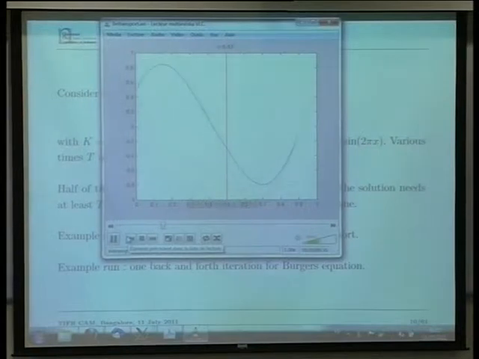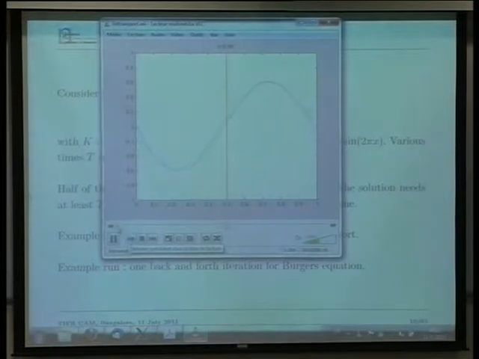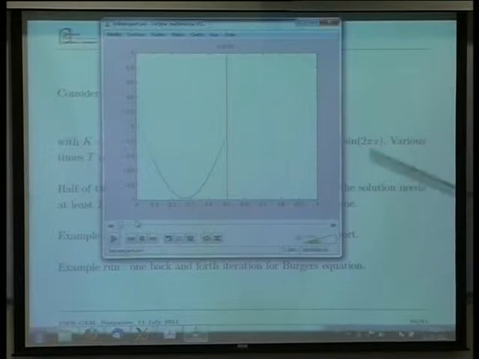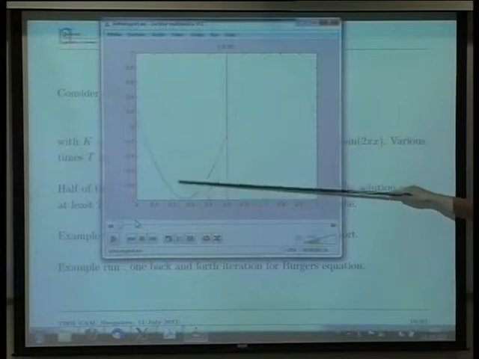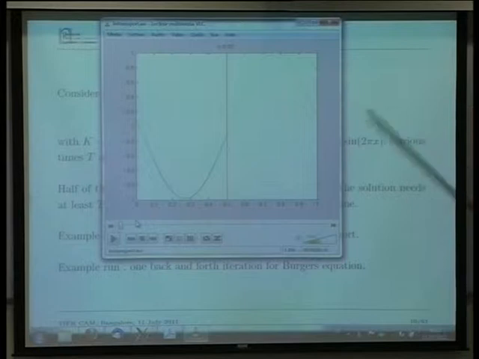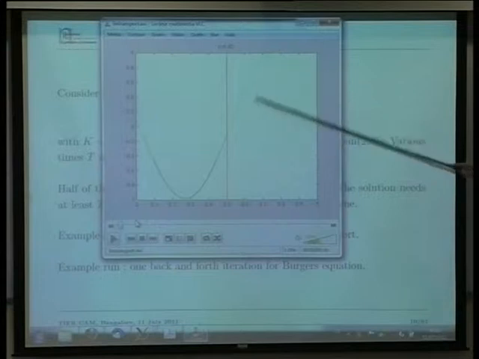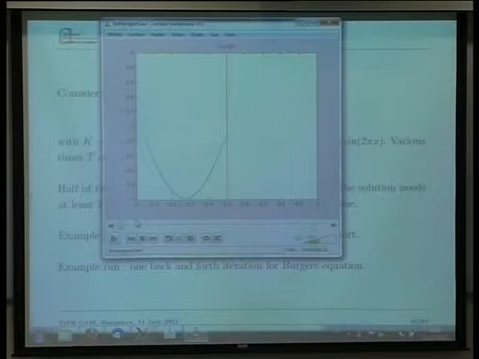So here in green you have the sine function. The space domain is periodic, so the sine will go to the right and then reappear on the left. The green one is the solution without nudging, so you simply transport with a constant velocity. The green one is simply moving to the right with a speed 1.